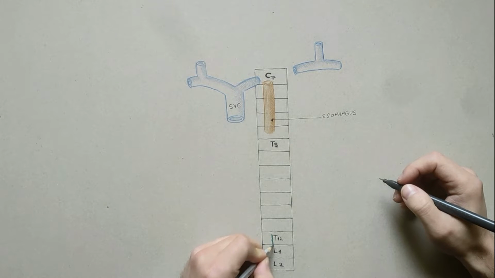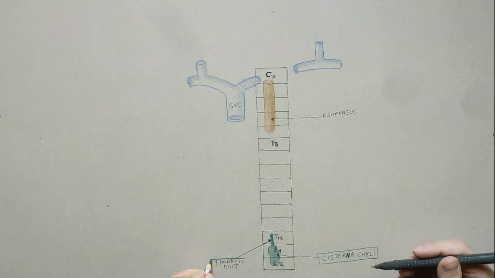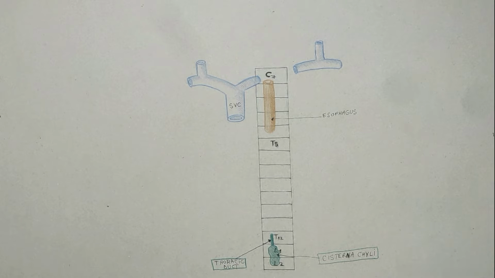The thoracic duct originates in the abdomen at the level of T12 vertebra. It emerges from the cisterna chyli, which is placed in front of the L1 and L2 vertebral bodies.